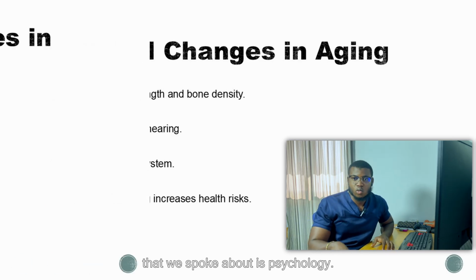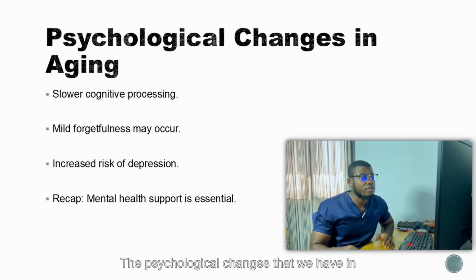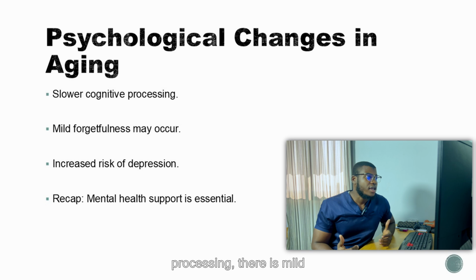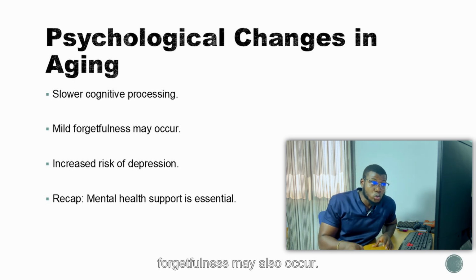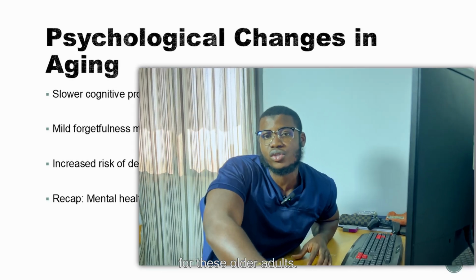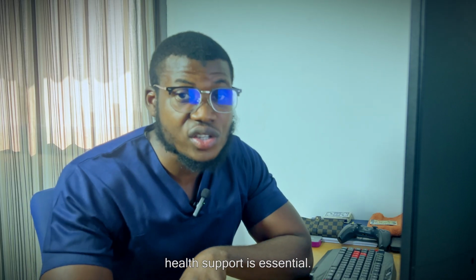Another characteristic that we spoke about is psychology. The psychological changes that we have in these older adults include slower cognitive processing. Mild forgetfulness may also occur. There could be increased risks of depression for these older adults. And therefore, mental health support is essential.